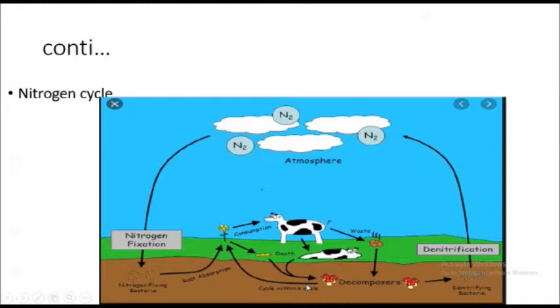So here, if you follow this arrow, and also this arrow, after decomposing, some of the decomposed substances will be reused by the plants. So that's the brief explanation of the nitrogen cycle, as the name indicates.